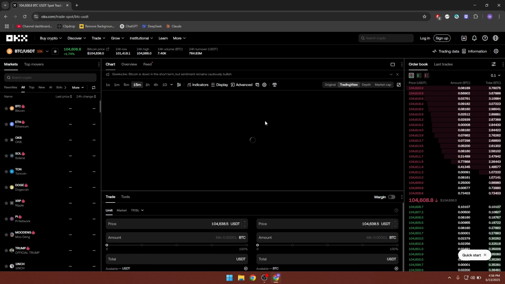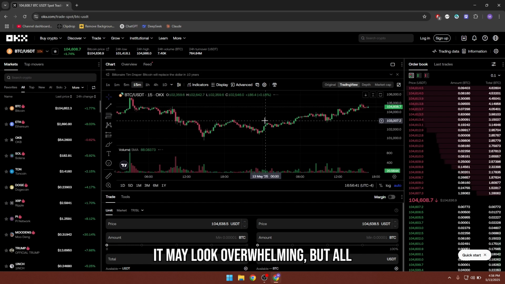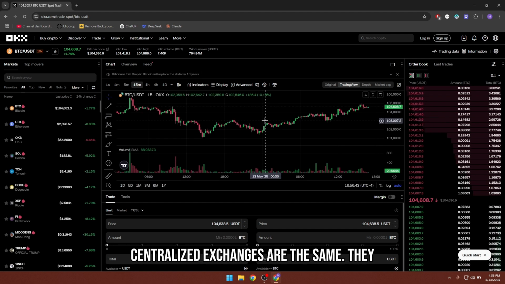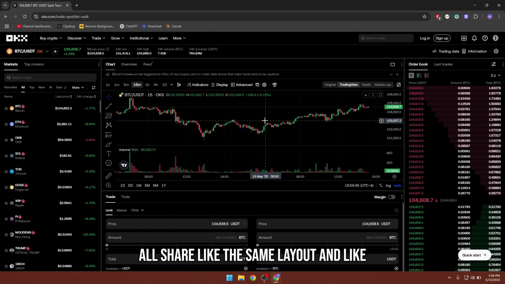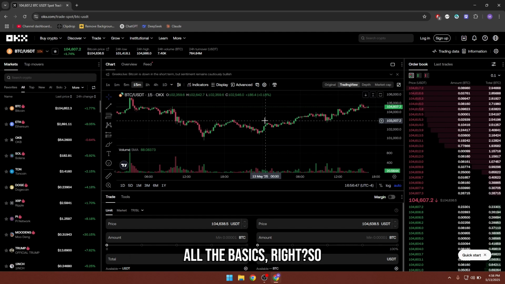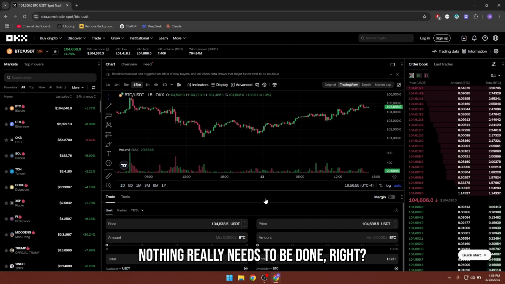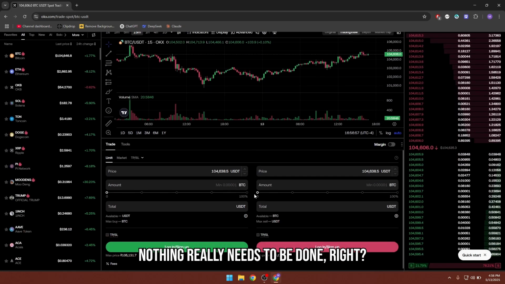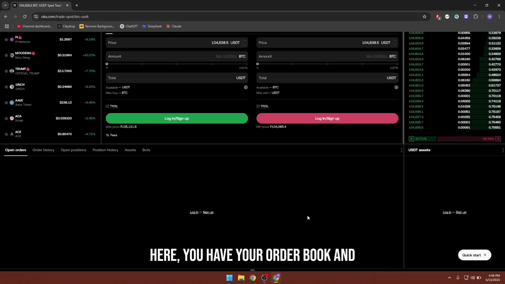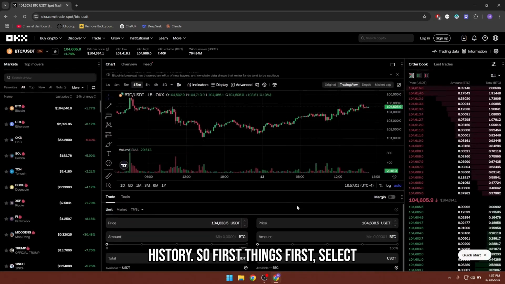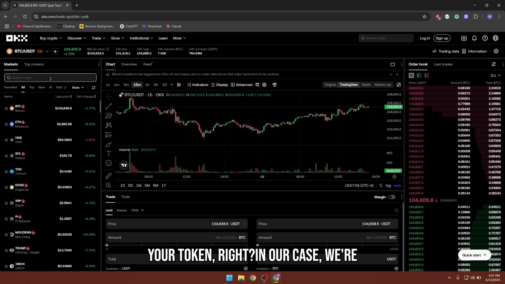As a beginner, it may look overwhelming, but all centralized exchanges are the same. They all share the same layout and all the basics, right? So really, in order to spot trade here, buy and sell, nothing really needs to be done. Spot is already selected. You're here, you have your order book and history. So first things first, select your token.